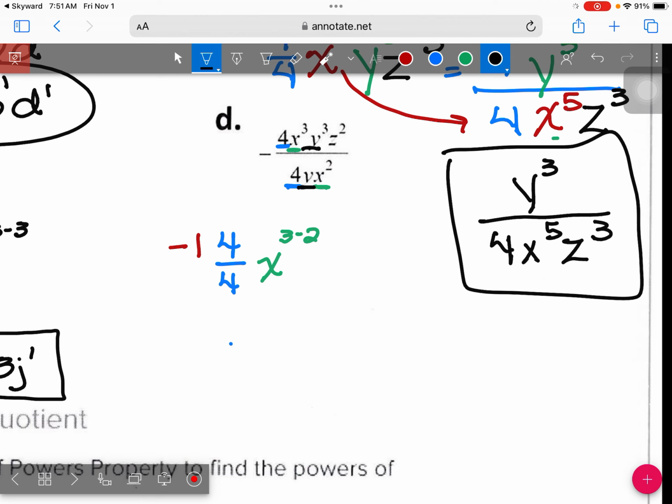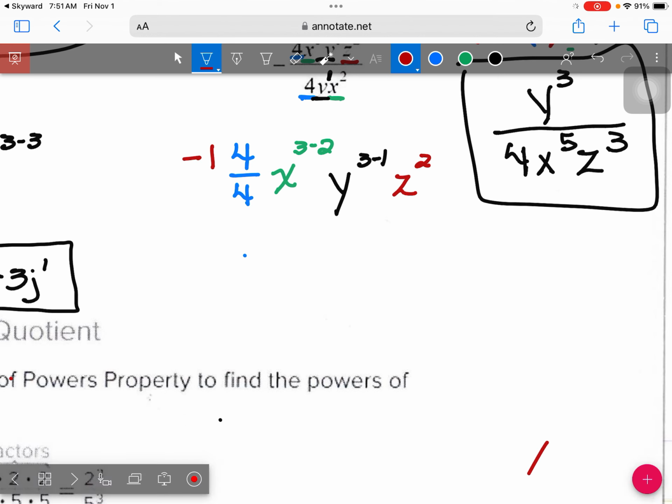Then I have y to the third and a y. I got to put a 1 on it. So that is y to the 3 minus 1. And back over at the end, I have z squared. That's all there is for that one.